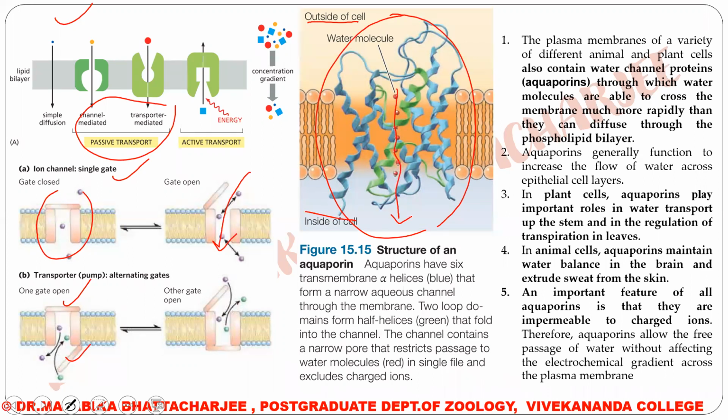In animal cells, aquaporin often maintains the water balance in the brain and also helps in excretion of sweat from the skin. One thing to be kept in mind is that all aquaporins are impermeable to charged ions. They only allow the free passage of water, hence the name aquaporin, without affecting the electrochemical gradient across the plasma membrane. So this was aquaporins. This is a channel protein.